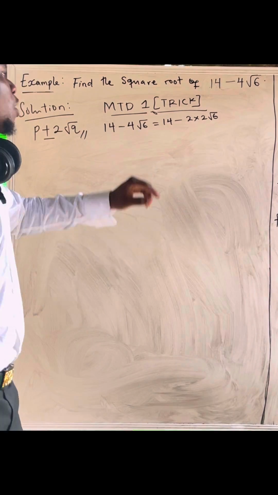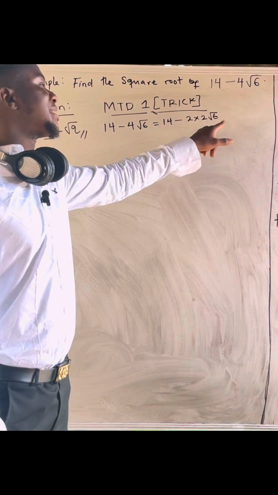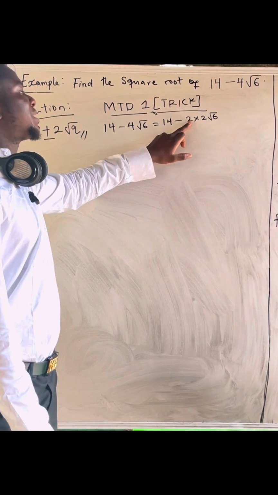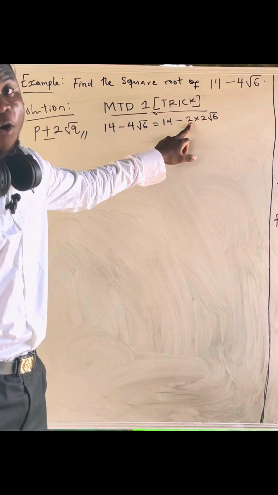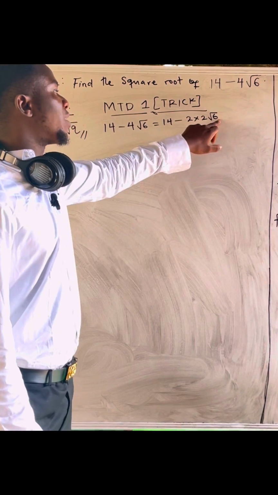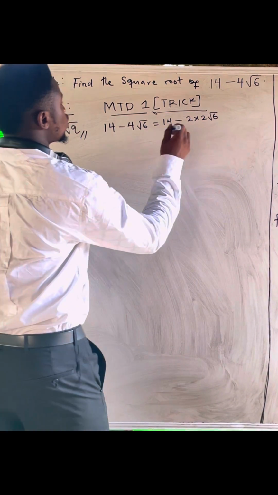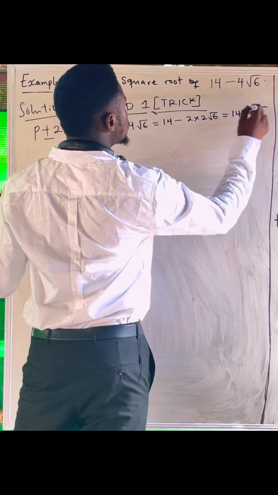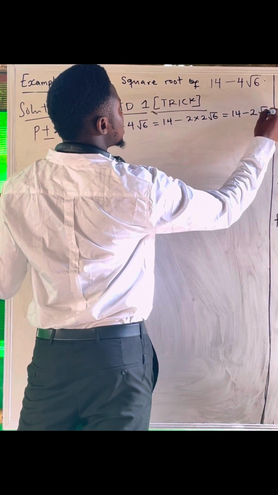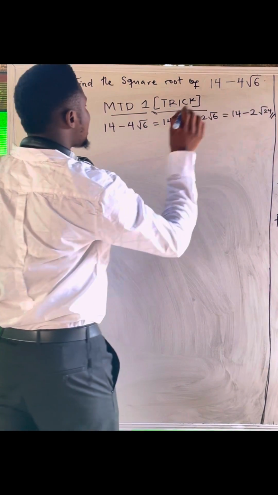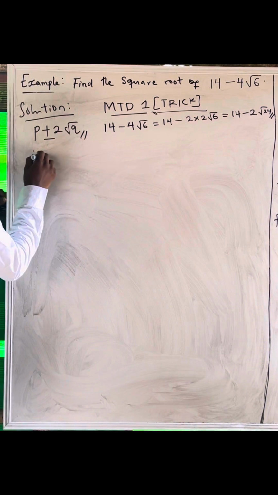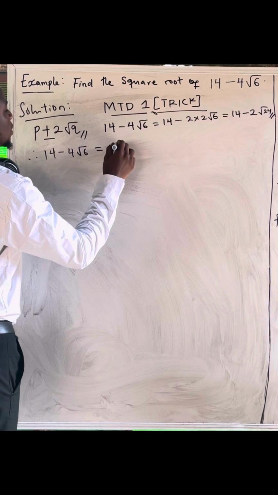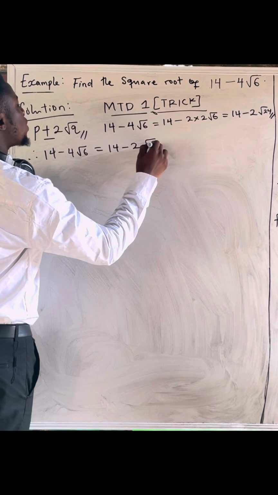So I will just take one of these two and convert it inside the square root. What is 2 squared? 4. Then I'm going to put the 4 under the square root. Then this will now turn to 14 minus 2 root, what is 4 times 6? That is 24. So this simply means that 14 minus 4 root 6 is the same as 14 minus 2 root 24.